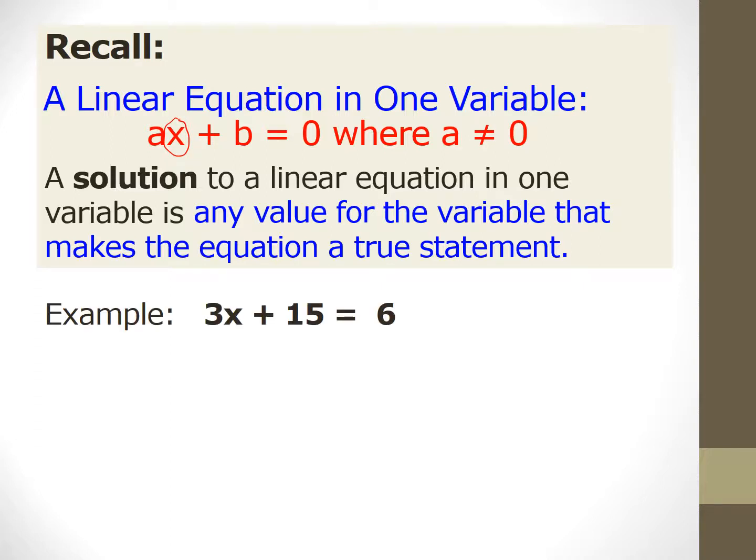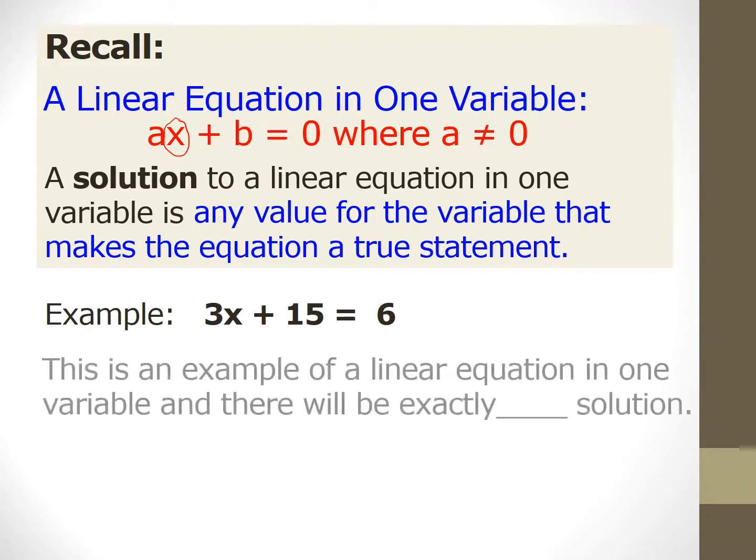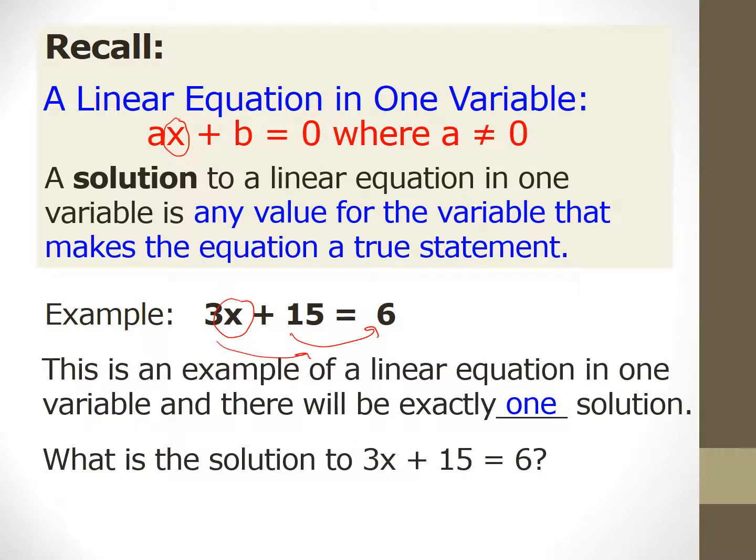Now, when you only have one variable, here's an example of a linear equation in one variable, and there will be exactly one solution. That's what's somewhat unique to single variable linear equations. When we're looking for the value of x to make it true, we're only going to find that there's one solution. And you know by now how to solve these: moving the 15 to the other side, then dividing by the 3. I'm sure you're able to get this.